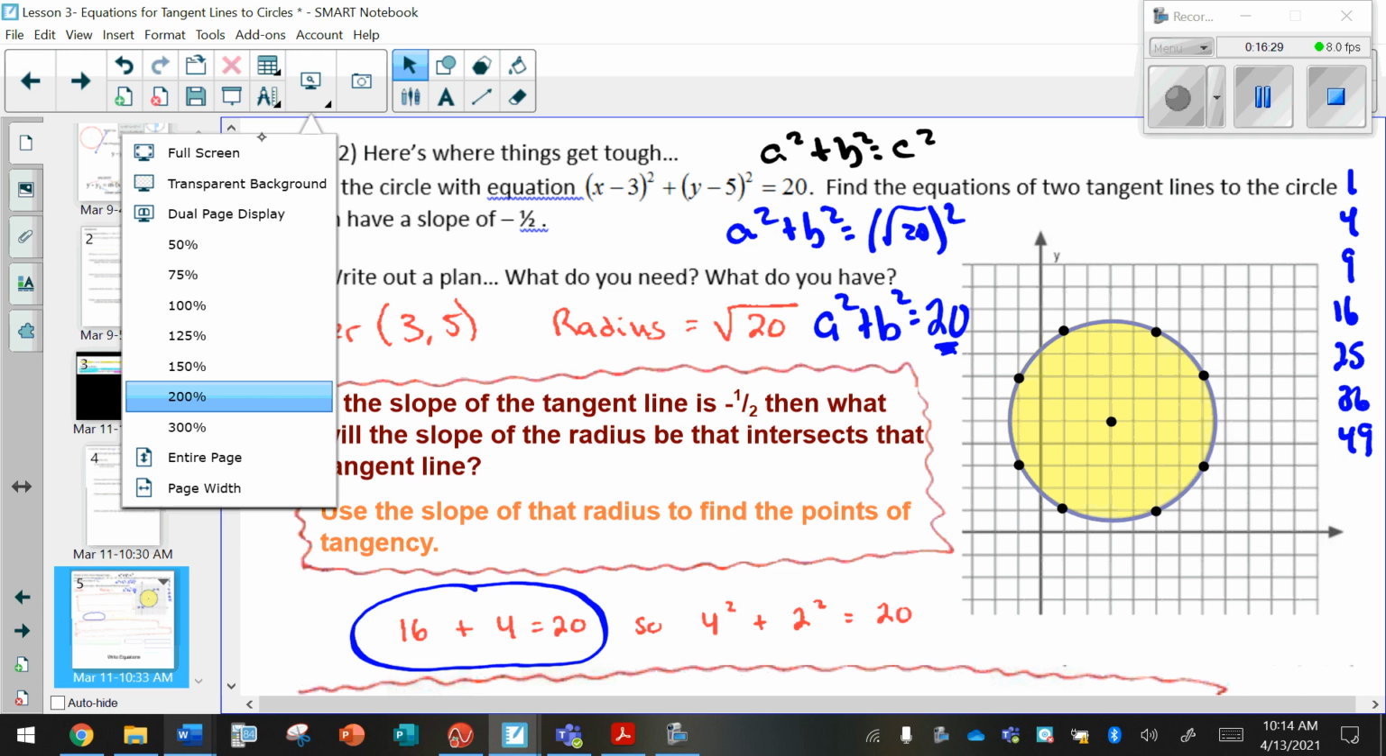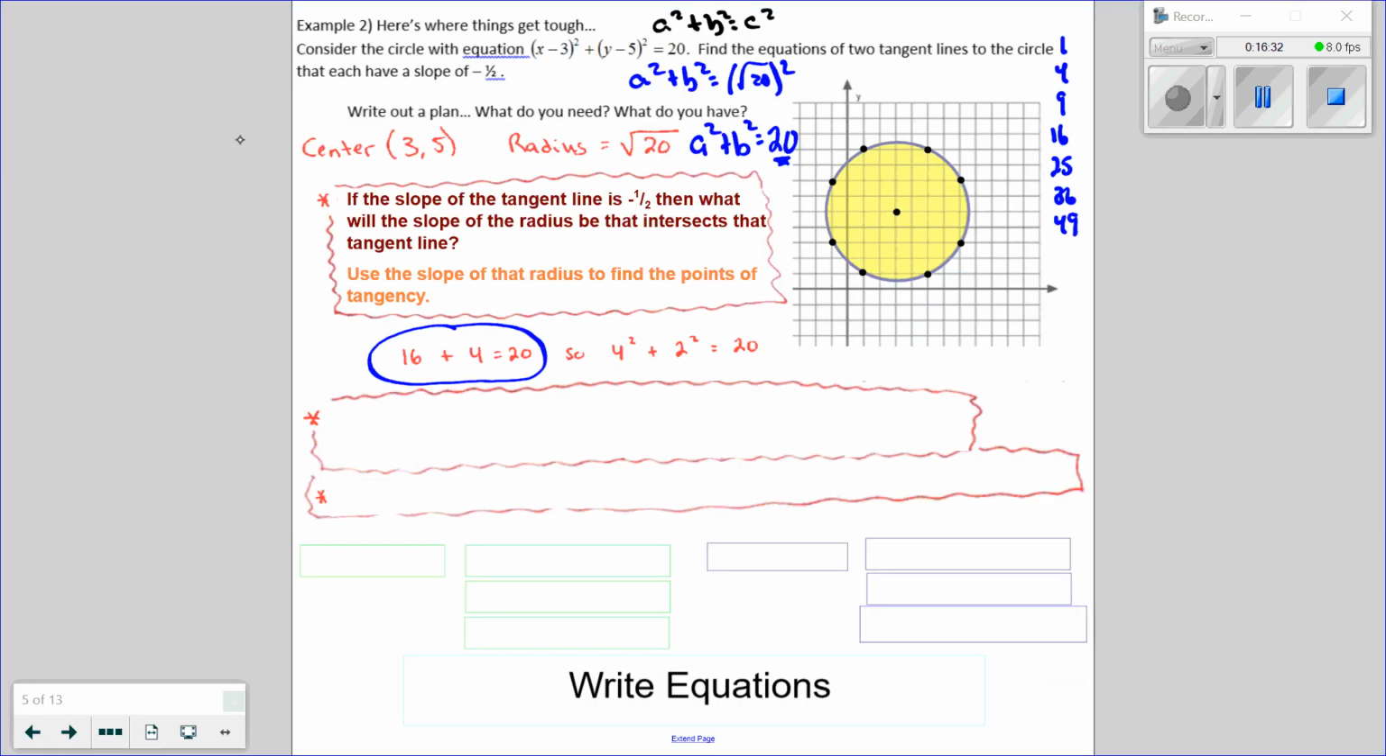Okay, so now that that's taken care of, back to the question. We are supposed to find the equations of two tangent lines to the circle that have the slope of -1/2. If we know the slope of the tangent line, that means all I need is the point of tangency to write the equation, because to write an equation, we need a slope and a point. That's why it's called point-slope form. So we have the slope already. Our tangent lines will have a slope of -1/2.